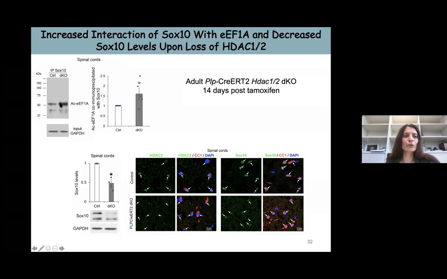And then we could see also the increase in co-immunoprecipitation of acetylated HIF1A with SOX10, very similar to what we have seen in the peripheral nervous system. We have done other experiments to confirm the mechanism, so I won't show you all this. I will show you what we did with theophylline.